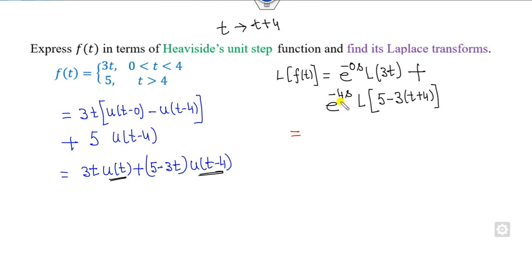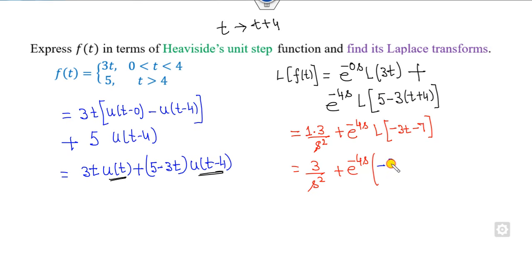Now I can open this. Laplace of 1 is 1 over s, Laplace of 3t will be 3 over s square. E raised to power minus 4s is common. It is 5 minus 12, which is minus 7. It is 3 over s square, e raised to power minus 4s. Laplace of t is 1 over s square, and 7 will be 7 over s. You can take a minus as common, otherwise this is the right answer of the problem.